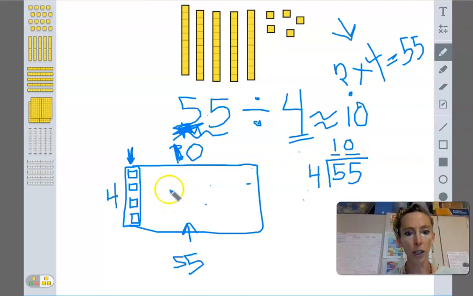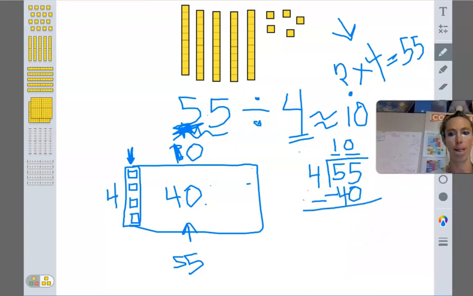Okay, 10 groups of 4 gives me a total of what? Because it's not 55. That gives me a total of 40. So will I have any candy left? Yeah. So from this 55, I'm going to take out what we just used, the 40. And how much do I have left? I got 15 pieces left. All right. So can I get another group of 4 out of that 15? Yeah.